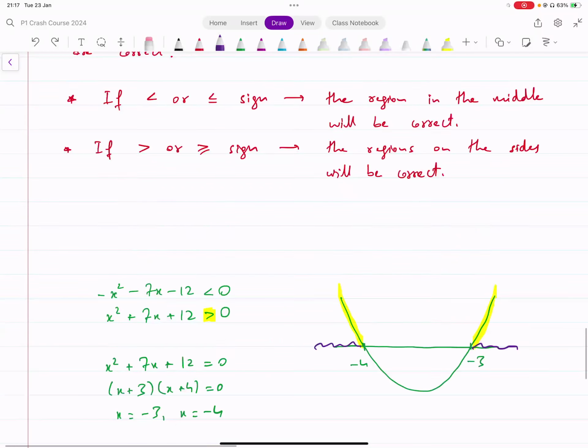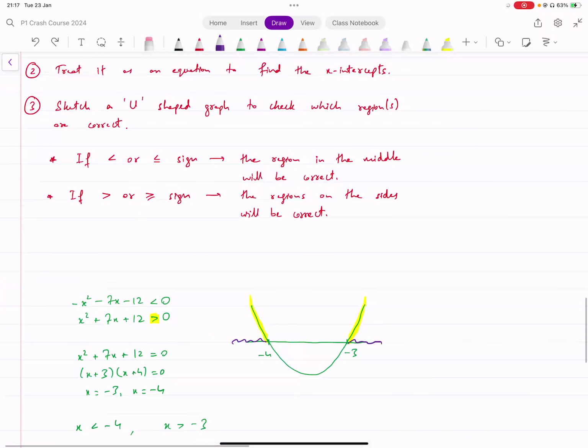So that's the process for solving quadratic inequalities. Let me know if there are any problems. We are now going to have a look at one quick question from the worksheet. If you don't have any problem with this, let me know if there are any issues. Anyone?